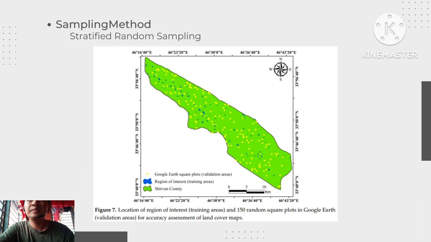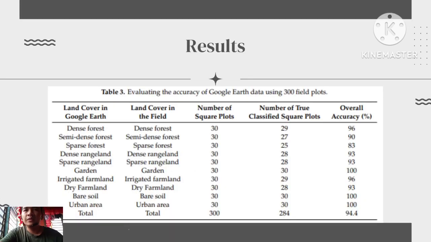So here in our sampling method, we have the stratified random sampling to perform the accuracy assessment of the land cover classification in this research, and we generated a stratified random sampling of 150 points. Why we select this stratified sampling method is because this method proved to be more appropriate than a systematic random method for the determination of the forest areas in the Zagros Mountains, as reported in previous studies.